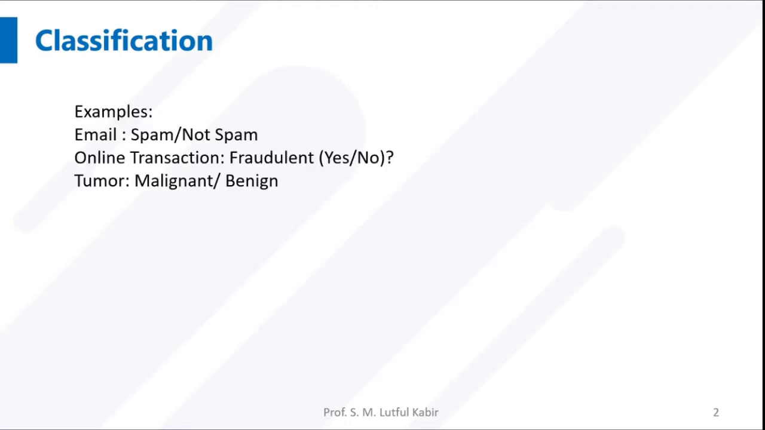So let us first of all discuss some examples of classification problems. For example, you want to distinguish between spam email or not spam email. So the algorithm to be applied is a classification algorithm. And in online transactions, you may want to determine whether a transaction is fraudulent, yes or no. Either fraudulent or not fraudulent. Similarly, if you want to detect whether a tumor is malignant or benign, you can do it with a classification problem.